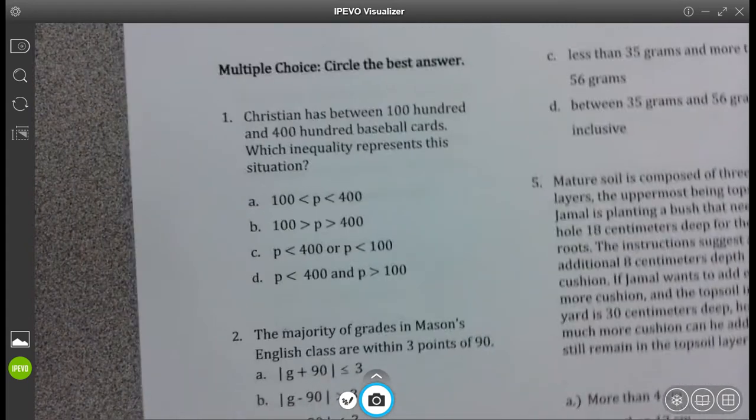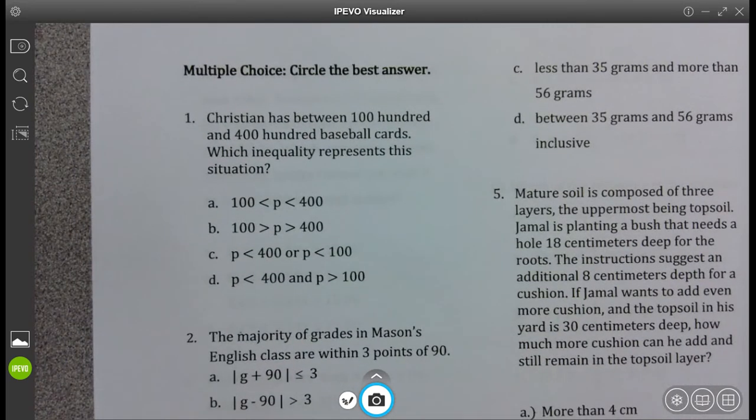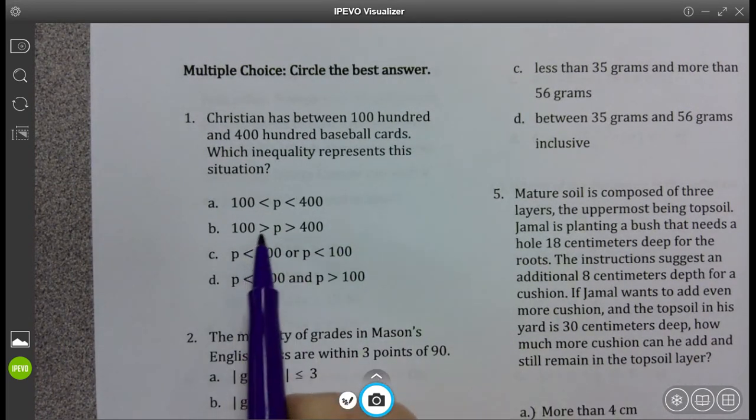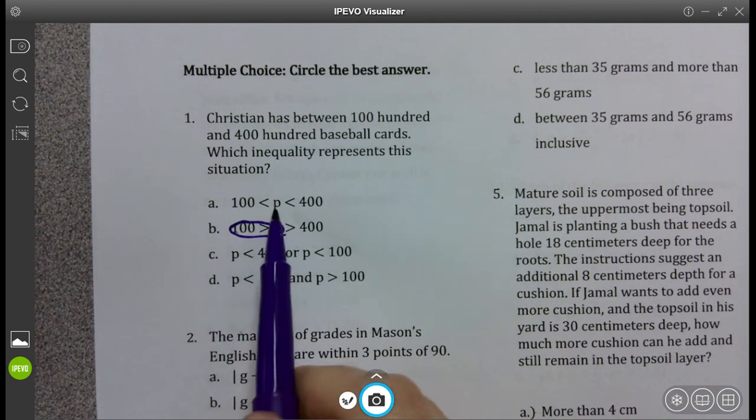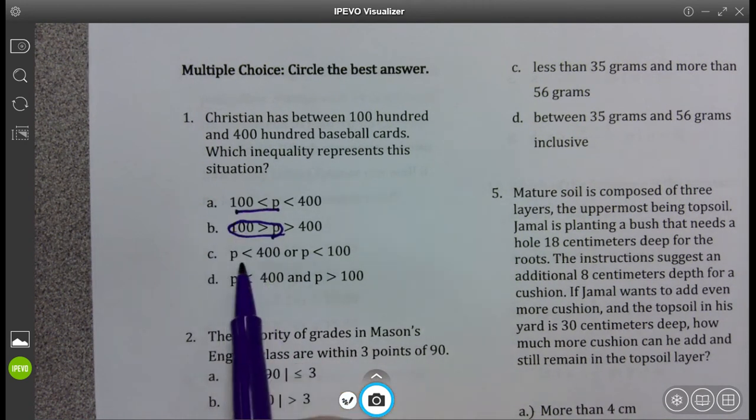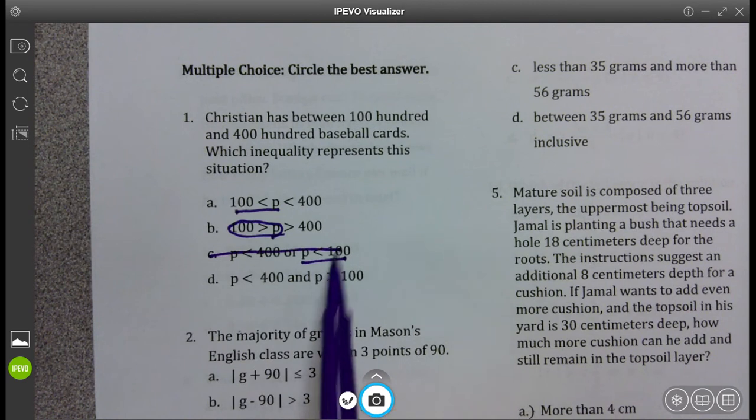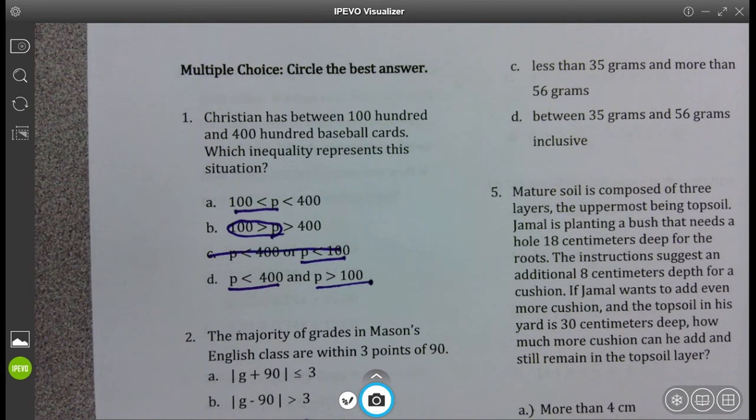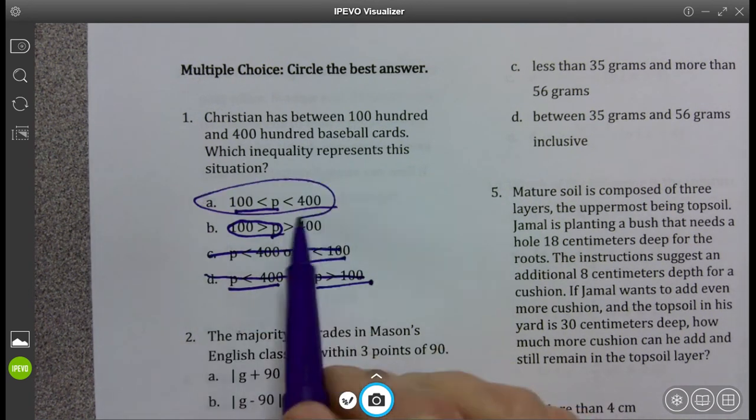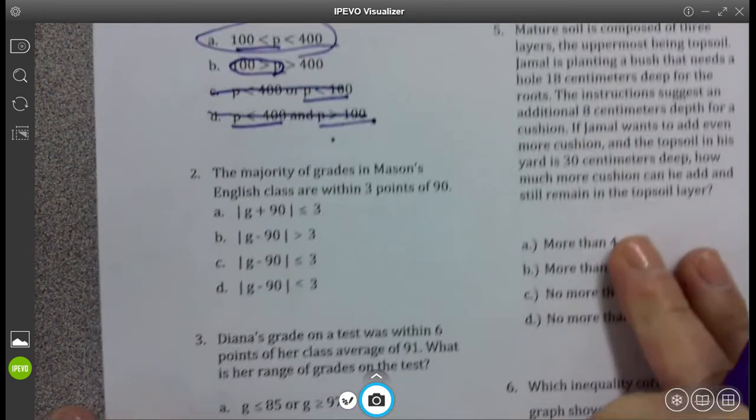All right, Christian has between 100 and 400 baseball cards. So you're stuck between them. You are not less than 100. You are greater than 100. Can you be less than 400 and greater than 100? This is like saying the same thing. I don't really like the way this looks as much, so this would be your answer. But if you circled that, I'd give you credit.